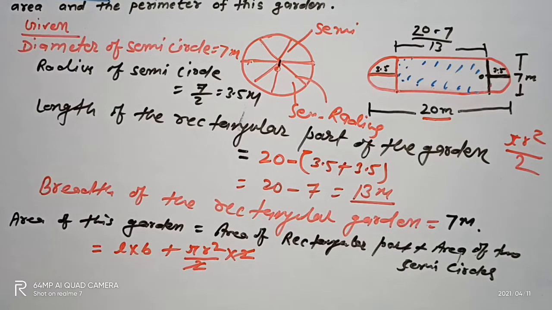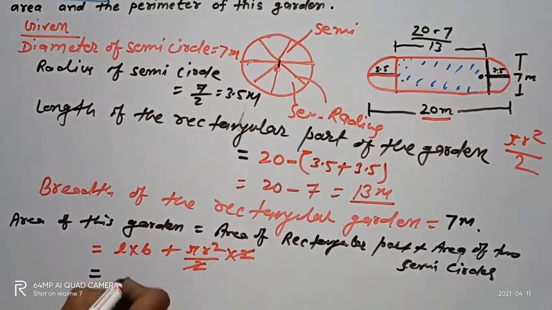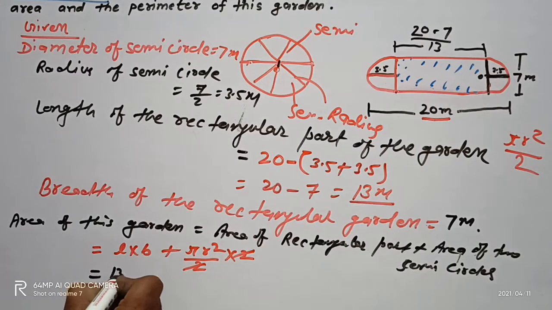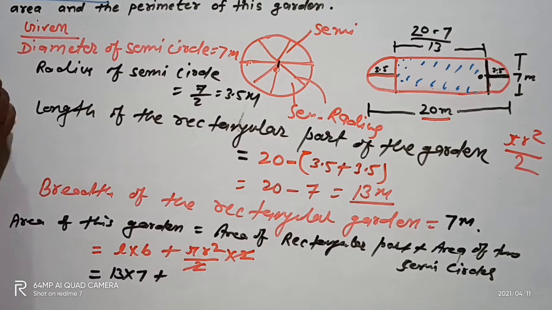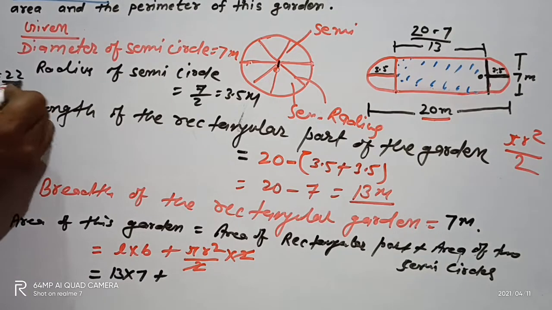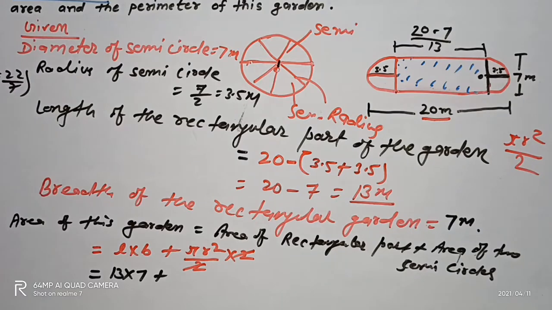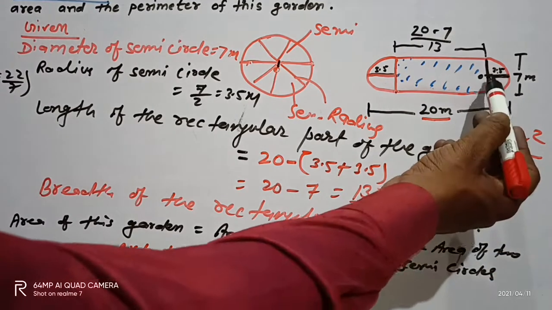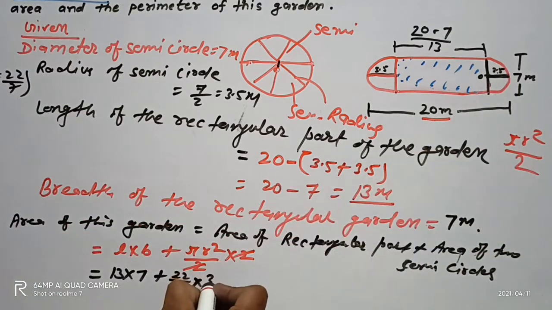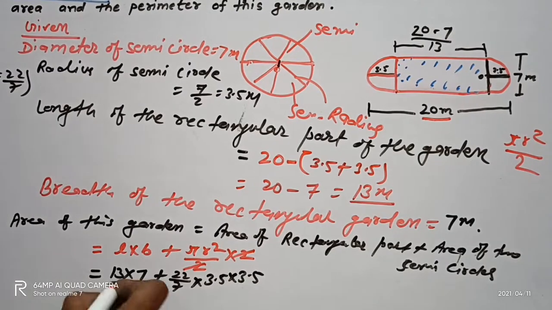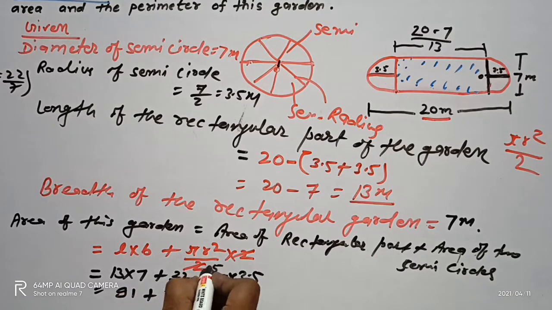Now what is left? Put the values over there. The length we have got is 13 and the breadth is given as 7, plus the value of pi, which is given as 22 by 7. The radius of this circle is given as 3.5 only. So you will write 3.5 into 3.5, and you may get the answer now. It will be 13 times 7 is 91, plus 7 fives are 35.5 will be there.